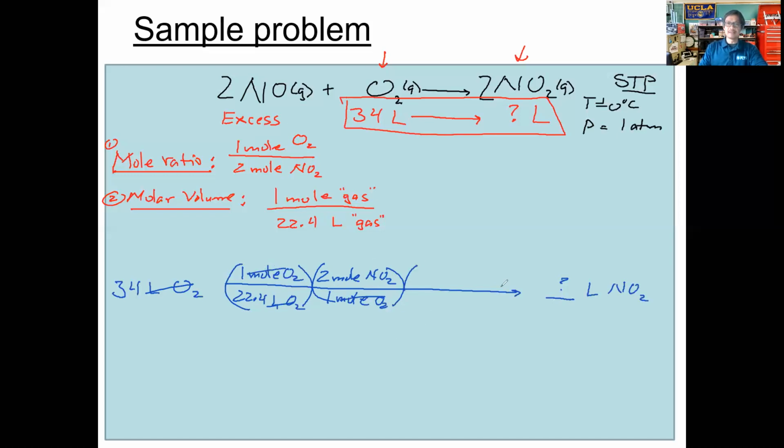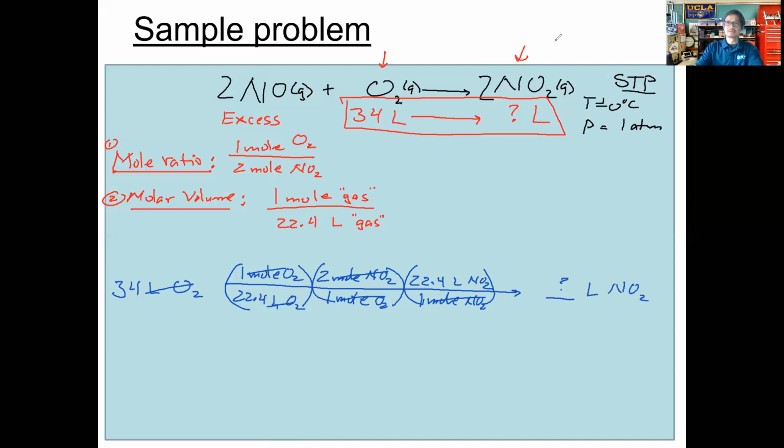So with that said, the last conversion factor needs to get us from moles of NO2 to liters of NO2. Again, we'll plug in the molar volume. This time we'll have 22.4 liters of NO2 as the gas over 1 mole of NO2. When we do that, that cancels out. At this point, hopefully you'll see we're going to double 34, so that means we have 68.